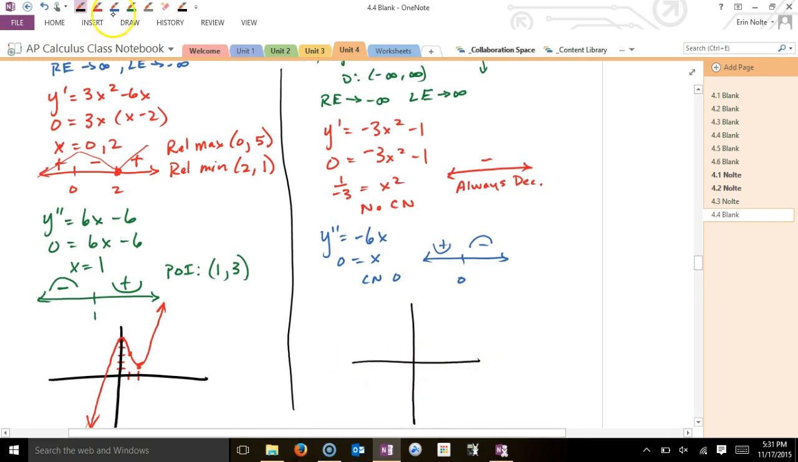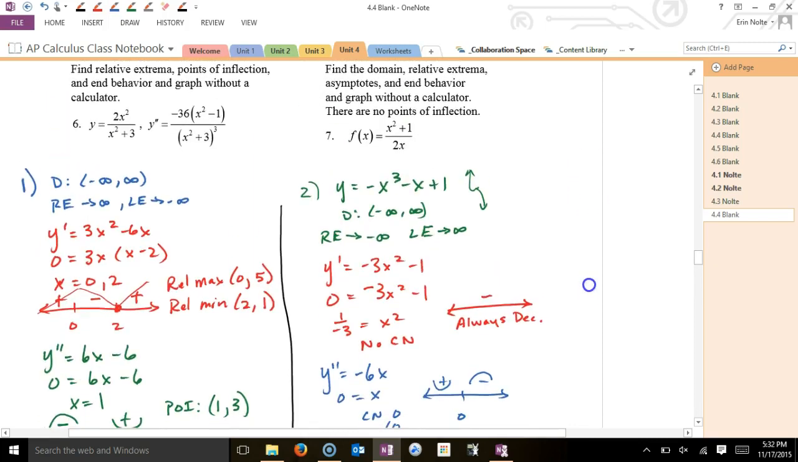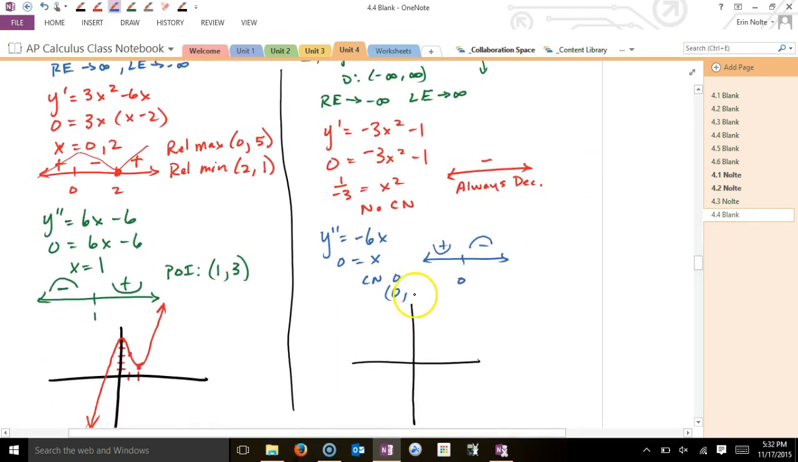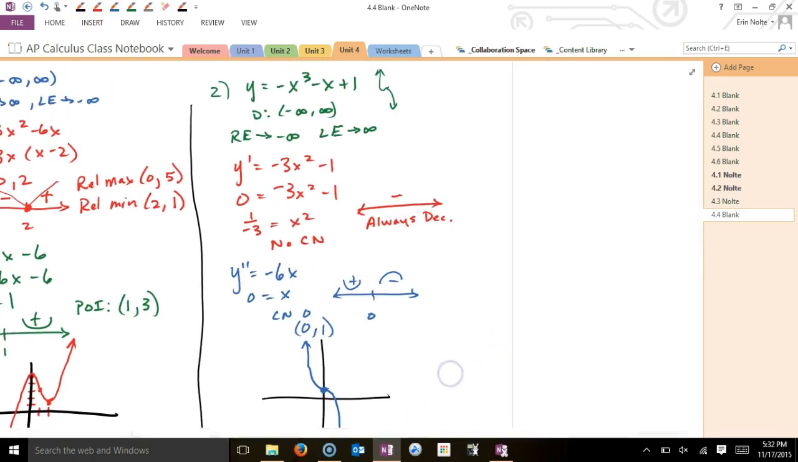Okay, so I can get my point of inflection exactly at 0, what? Let's see, 0, if I go back to the original, 0, 1. Okay, so I'll go like that. So again, maybe an x-intercept would be a little bit more helpful, but since again they don't ask for it, we're good to go.